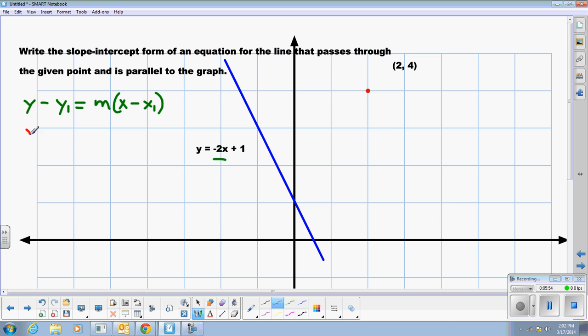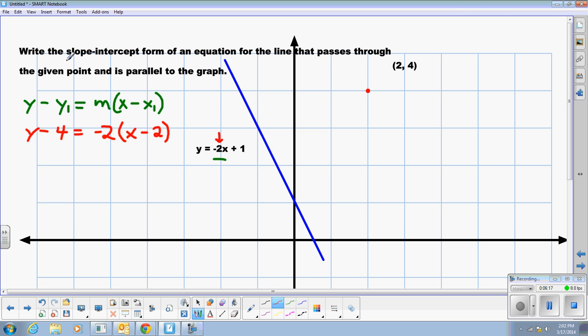So I will write my new equation as y minus, and my y number is 4, y minus 4 equals the slope. My slope's right there in the first equation of the other line, so it's -2. And then I say x minus, and x1 is 2, so I put a 2 in there. There's my point slope form.